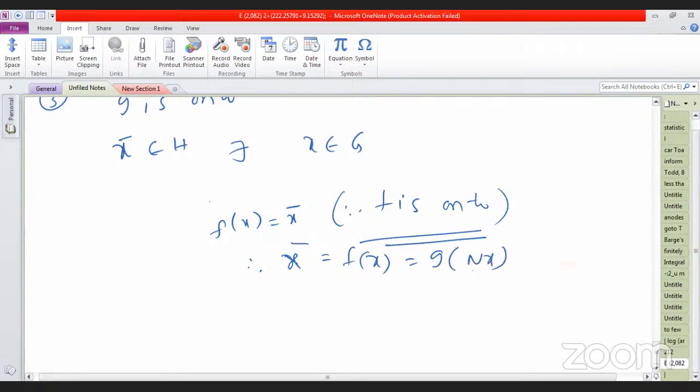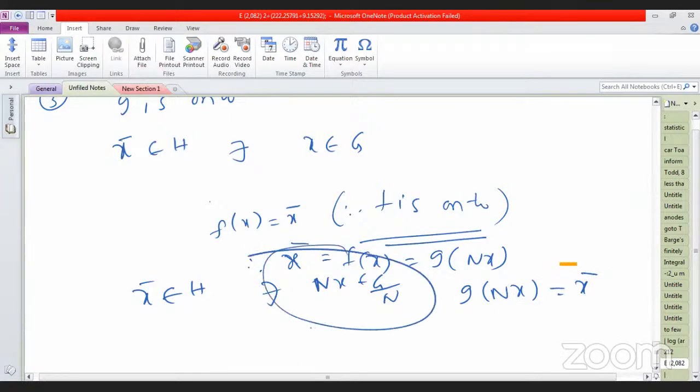Therefore, F of X is equal to Gn of X. So therefore, X bar belongs to H, there exists Nx in G by N such that Gn of X is equal to X bar. From that, Gn of X in G by N, X belongs to R. So G is onto. Therefore, G is onto, one-one. Onto, sir. Very good. So therefore, next we prove one-one.